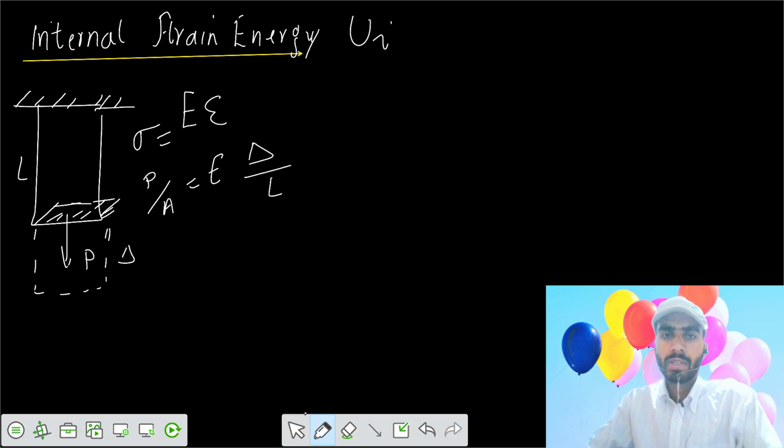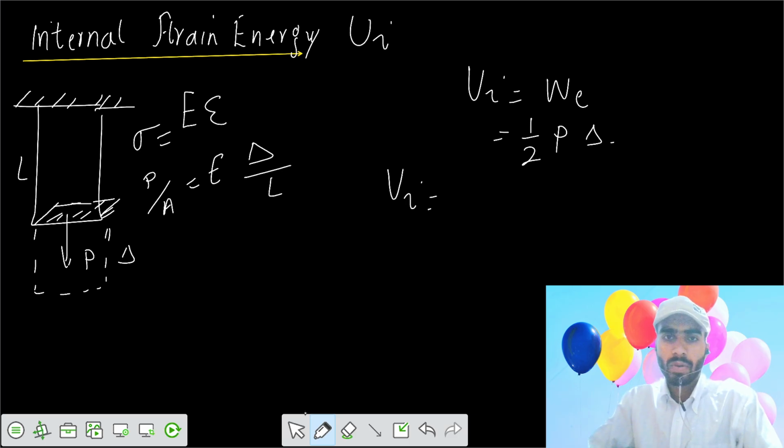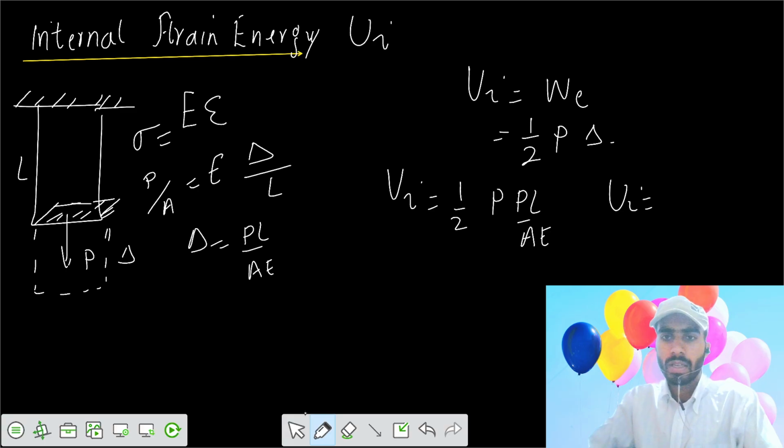energy conservation principle, U internal equals W external. So W external equals 1 by 2 of P into delta. So U internal equals 1 by 2 of P into delta. Here delta is PL by AE. So you got the internal strain energy stored in the bar subjected to axial force, that equals P square L by 2 AE.